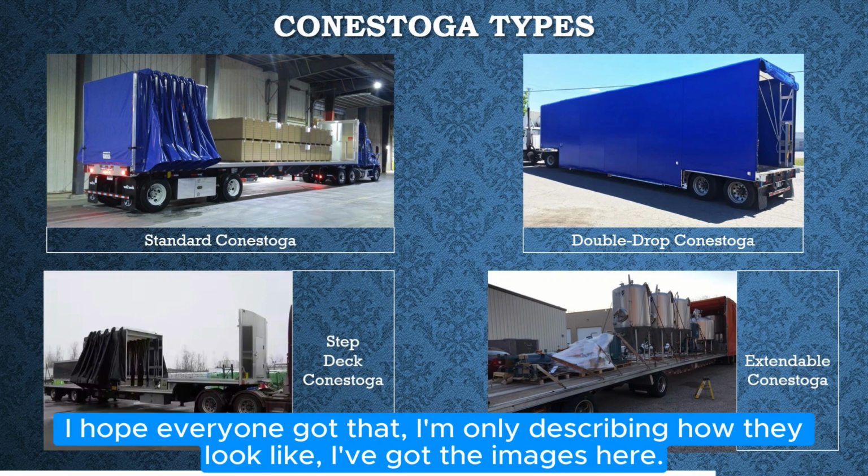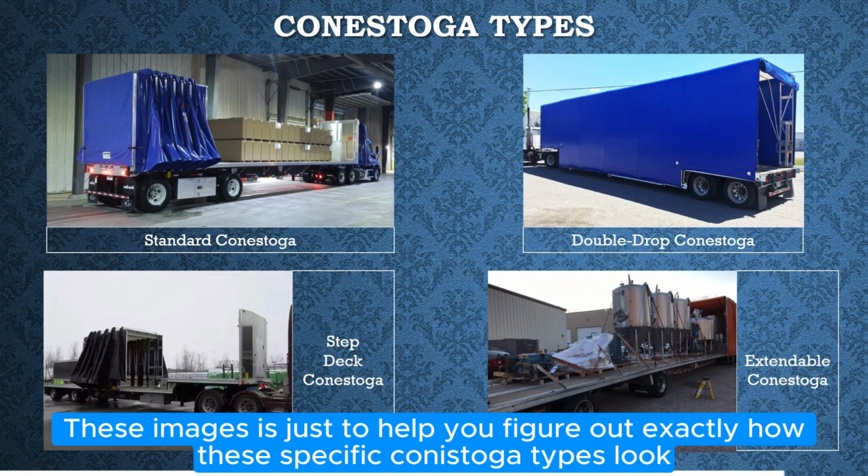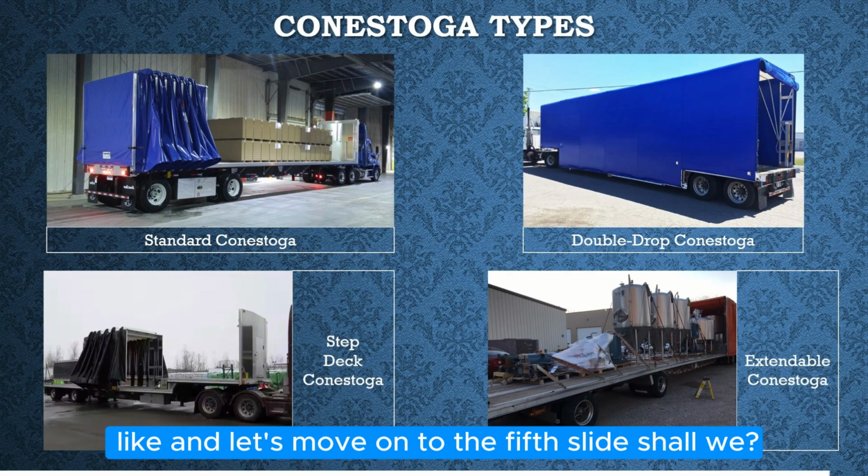Okay, I hope everyone got that. I'm only describing how they look like. I've got the images here. These images are just to help you figure out exactly how these specific Conestoga types look like. And let's move on to the fifth slide, shall we?